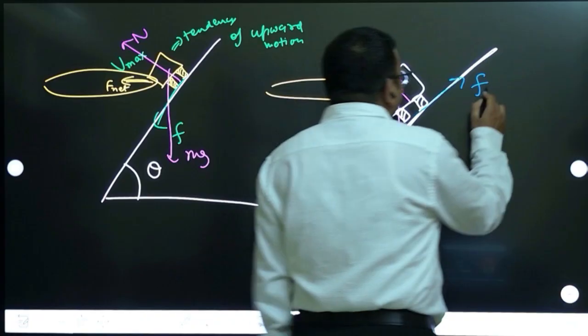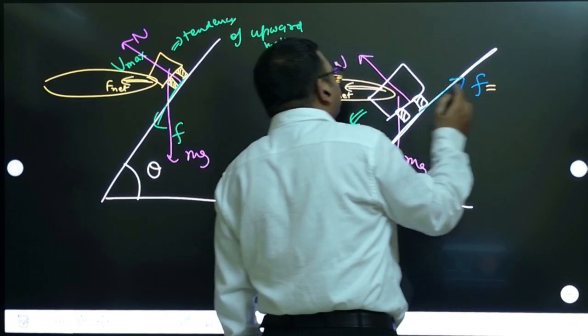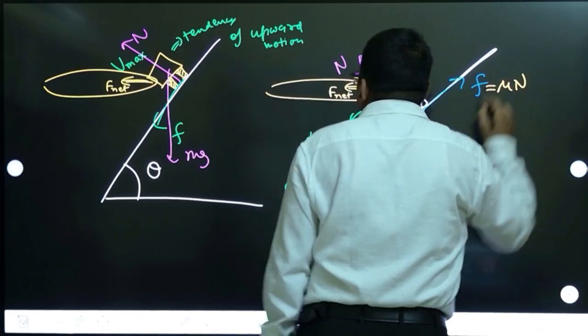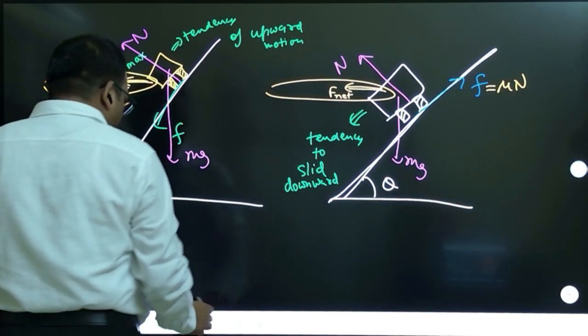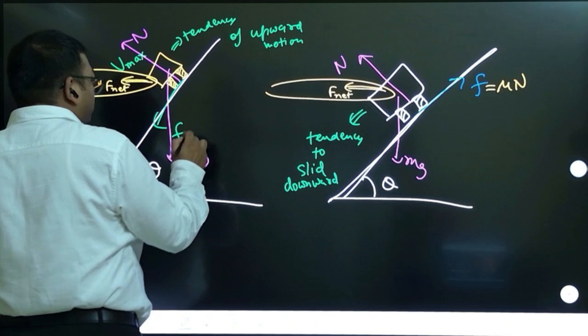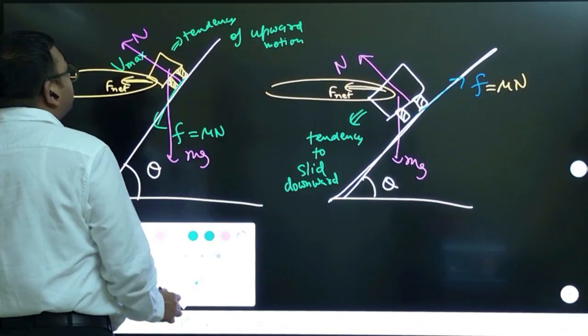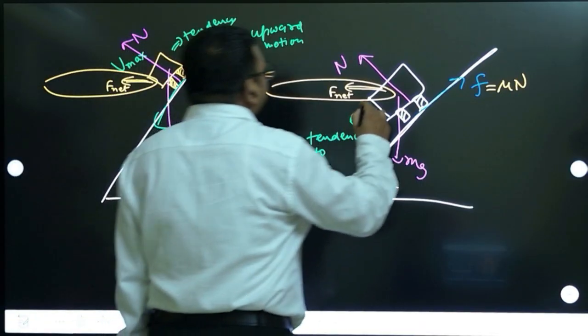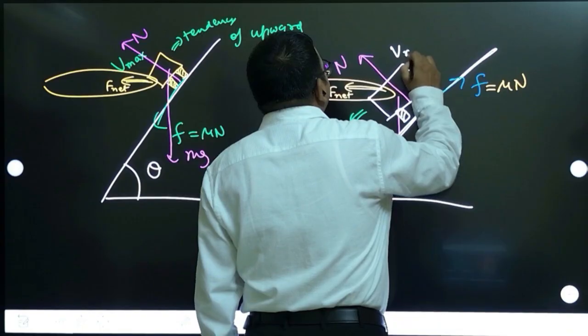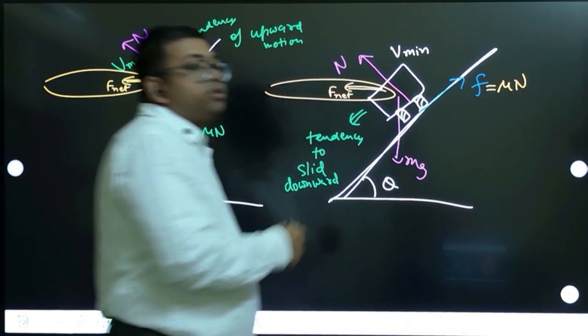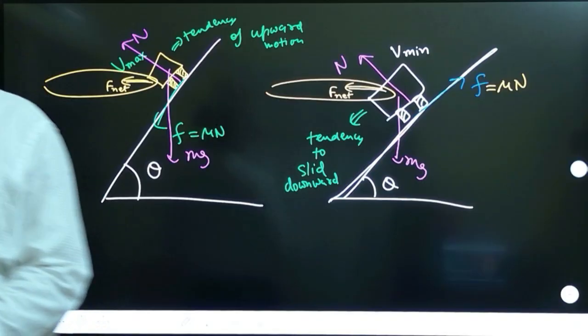Substitute this friction, because it is going to just slide, so you take it as mu times normal. Similarly, here also you take this friction as mu times normal. Okay, and this case will give the maximum speed, and this case will give the minimum speed, right? So both speeds we can solve, right?